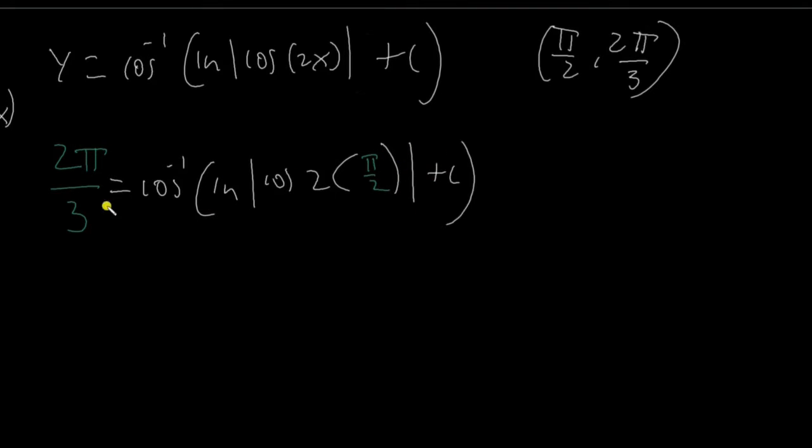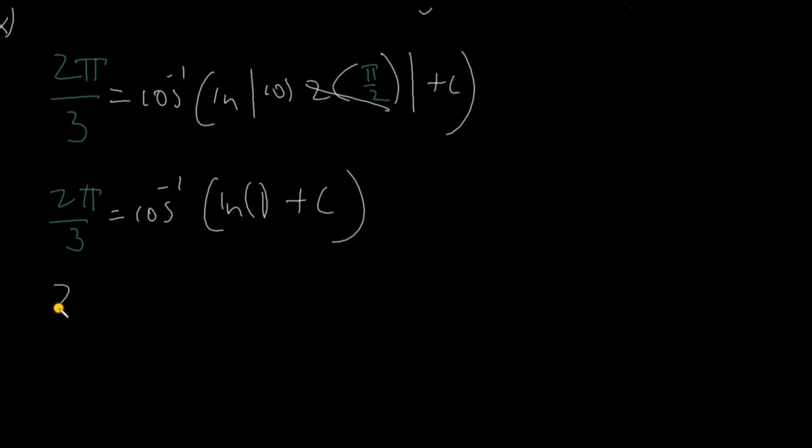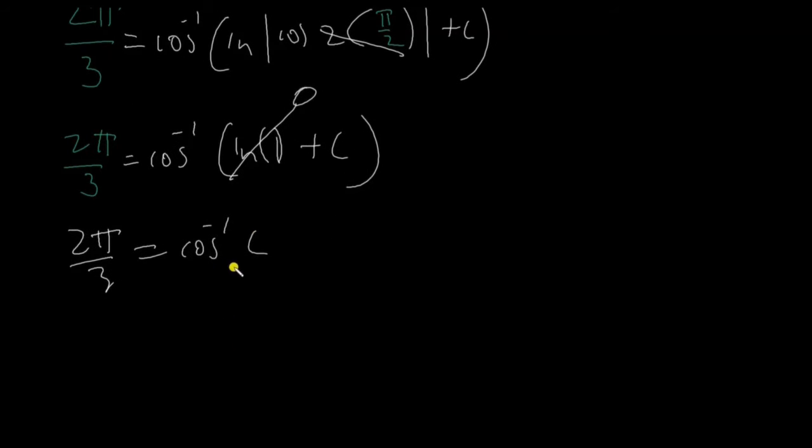Okay, so let's see. What is 2 times pi over 2? Well, it's just going to be pi. What's cosine of pi? Negative 1. What's the absolute value of negative 1? 1. So I think that's enough steps. We'll say 2 pi over 3 equals the inverse cosine of the natural log of 1 plus c. And then what's the natural log of 1? Well, it's 0. So we just have 2 pi over 3 equals the inverse cosine of c. So what this is asking is, the inverse cosine of what is 2 pi over 3?